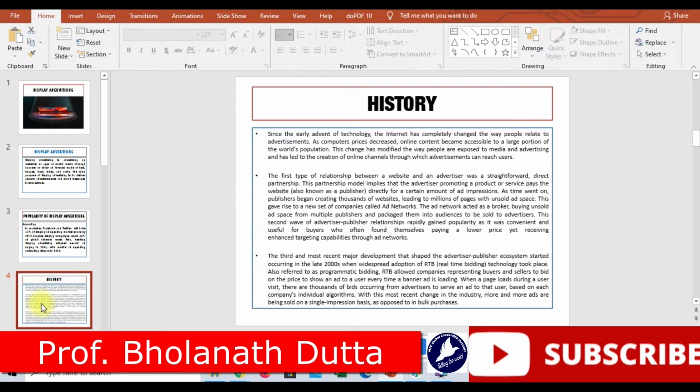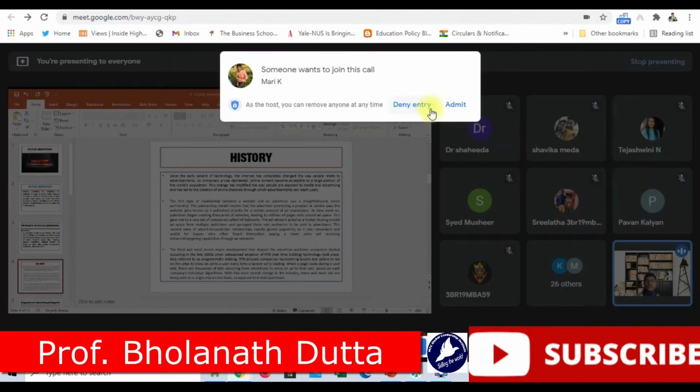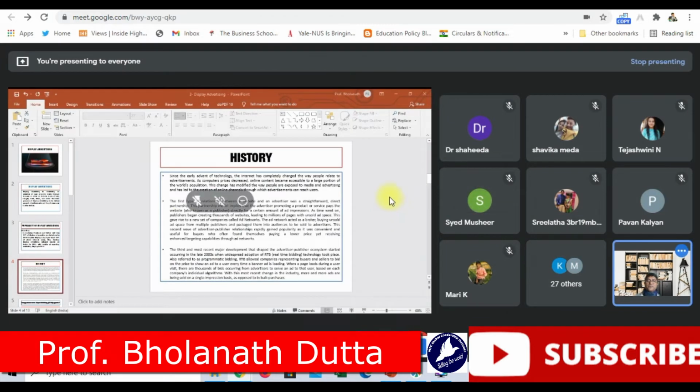Online content became accessible to a large portion of the world's population, right? This change has modified the way people are exposed to media and advertising, and has led to the creation of online channels through which advertisement can reach users. In general, what do you do?